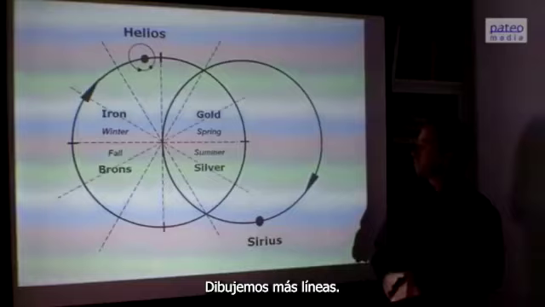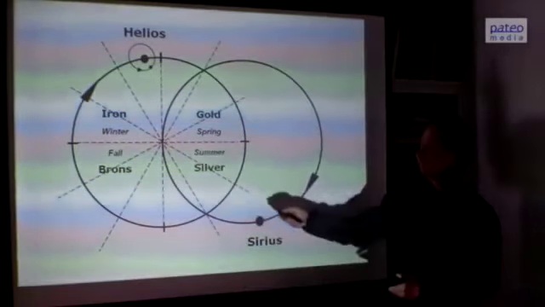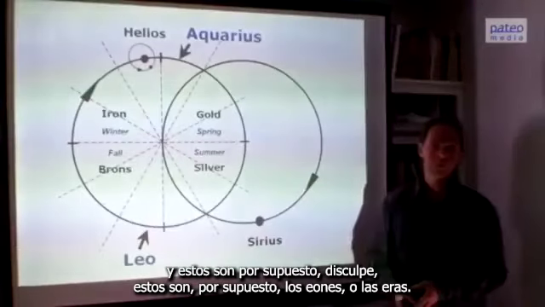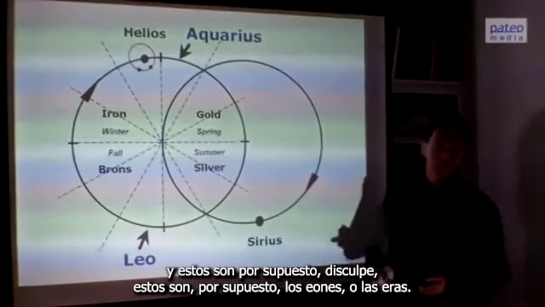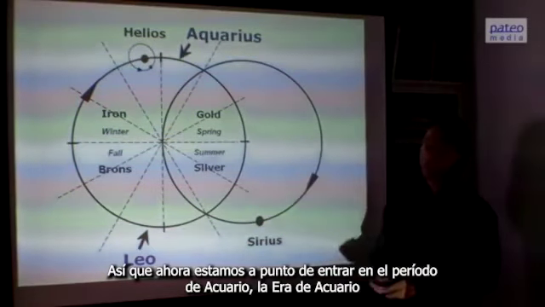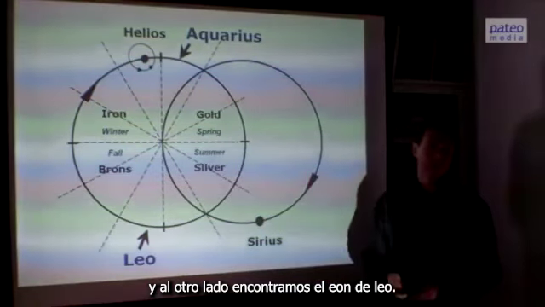Let's draw more lines. We draw also these two. Now we get 12 different parts. And these are of course the eons or the ages. So we're now about to enter the period of Aquarius, the age of Aquarius, and at the other side we find the eon of Leo.